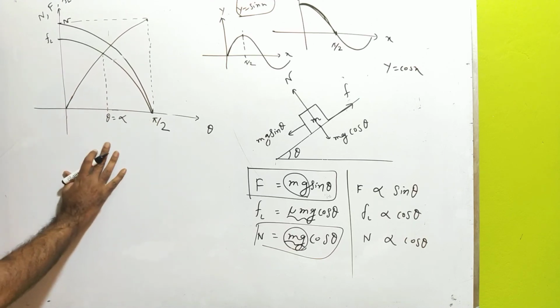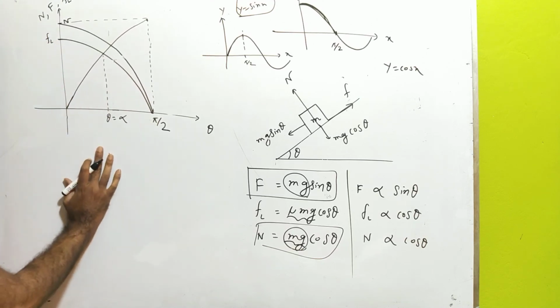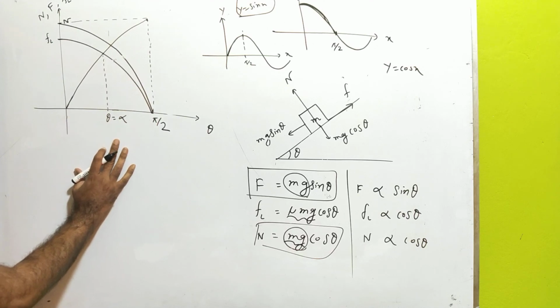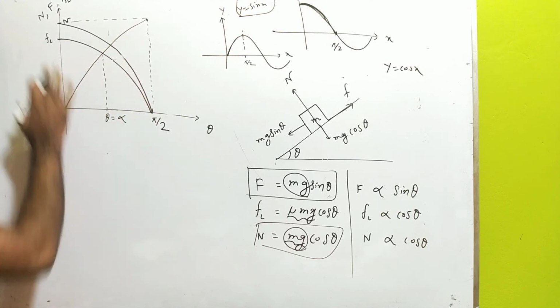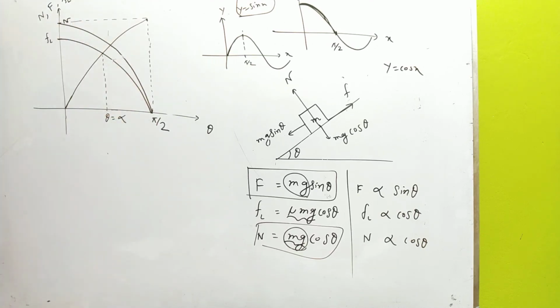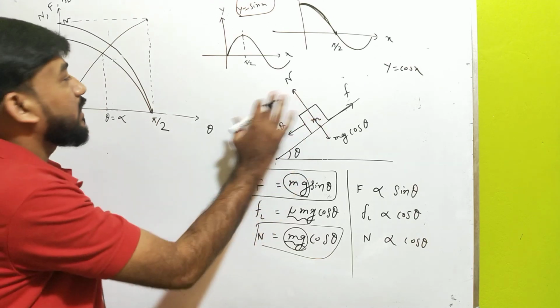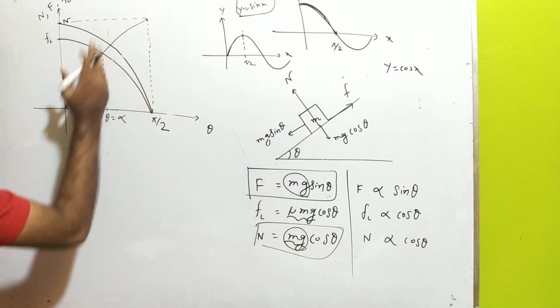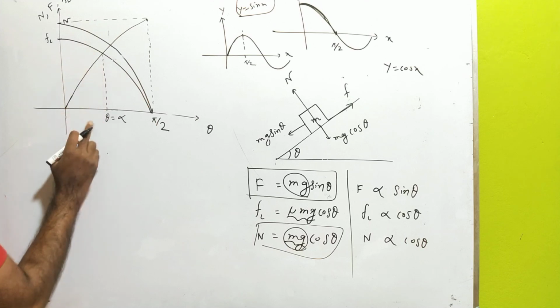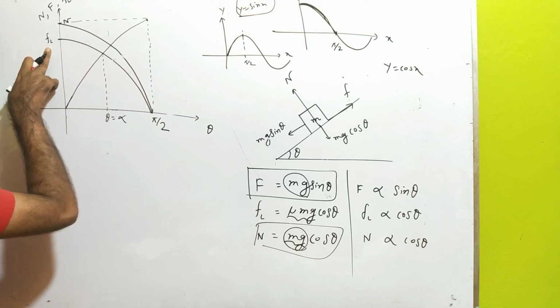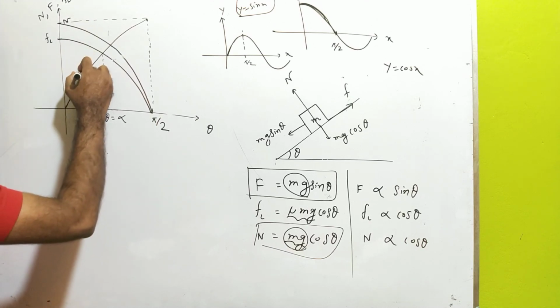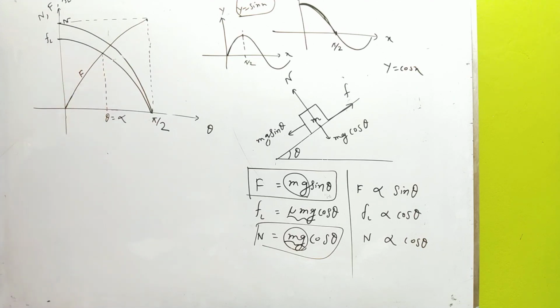In the same graph, if we plot on the same paper, then you can understand how these three forces vary as we increase theta. And in a situation at theta is equal to alpha, FL is obviously equal to capital F. So this is the graph of capital F versus theta.